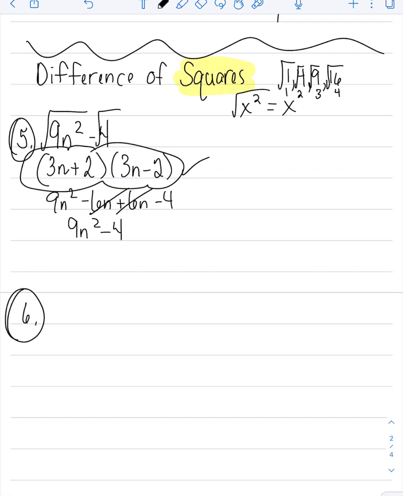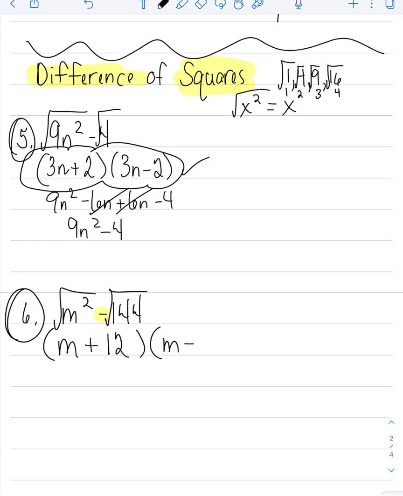Let's try a couple more. So let's look at 6. I'm going to do m squared minus 144. I do have a minus sign in the middle. M squared is a perfect square and 144 is a perfect square. So watch this. The square root of m squared is m. The square root of 144 is 12. So my two factors are m plus 12 times m minus 12.